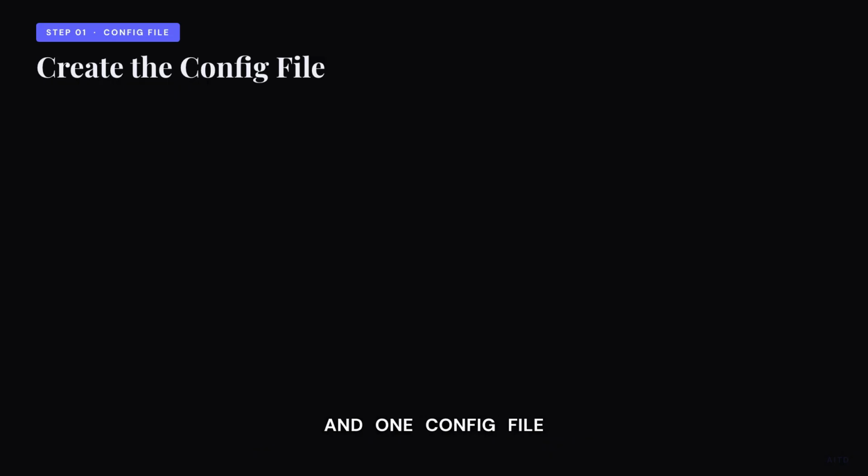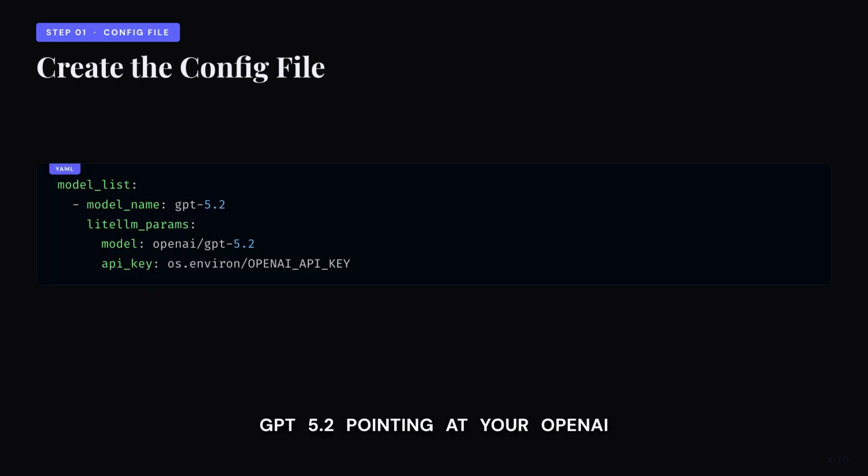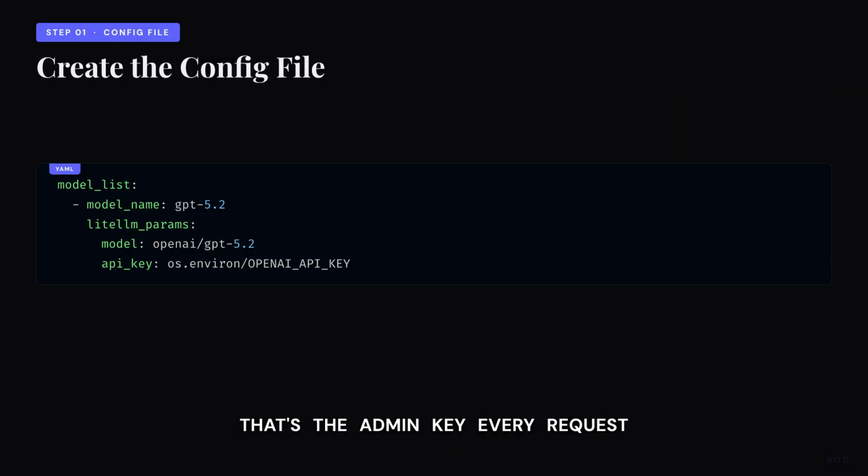for your team. First, create a project folder and one config file. Make a directory called LiteLLM Proxy and move into it. Inside, create LiteLLM config.yaml. This file lists every model LiteLLM can route to and which API key each one uses. Start with a single entry for GPT 5.2, pointing at your OpenAI key through an environment variable. Add a master key too. That's the admin key every request needs.